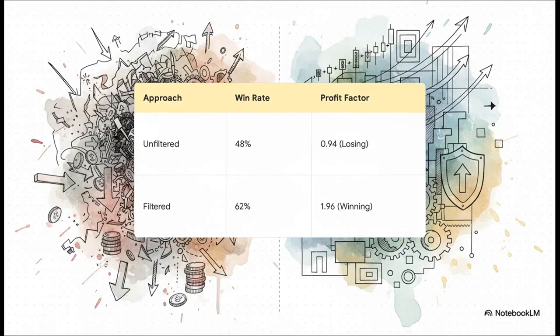And the results of this discipline? They're undeniable. Backtesting shows that an unfiltered, chaotic system has a profit factor below 1, which means it's guaranteed to lose money over time. But a filtered system, using these exact rules, has a profit factor of nearly 2. That means for every dollar you risk, you make almost 2 back. This isn't about getting lucky. It's about having a disciplined process.